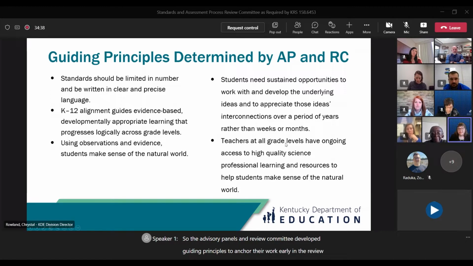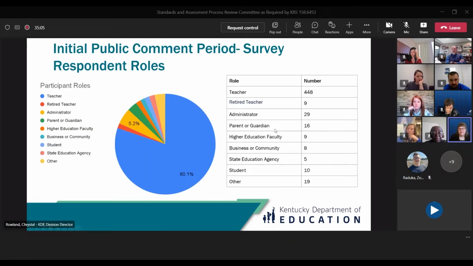the review process. These guiding principles include the ideas presented here on the screen and represent a commitment to clear standards with opportunities for students to engage deeply with science, to deepen their learning and make sense of the natural world. An alignment to evidence-based and developmentally appropriate instruction that is supported through a vertical progression across grade levels and through teachers' access to ongoing high-quality professional learning and resources.